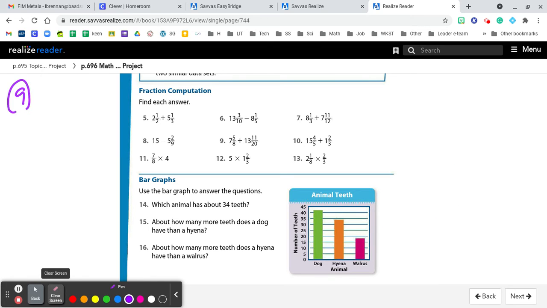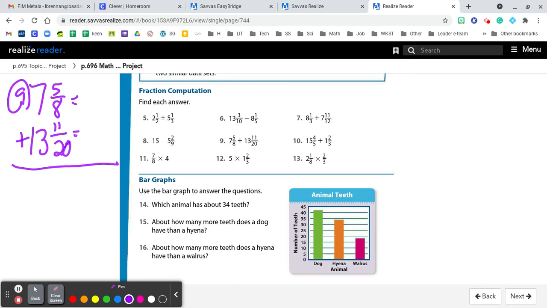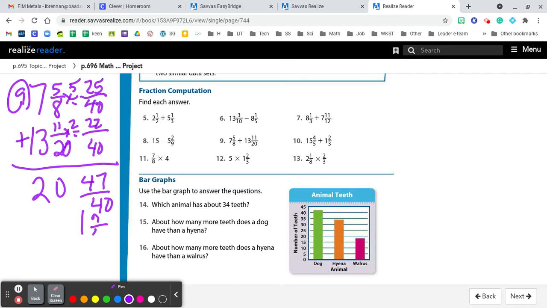Number 9, 7 5/8 plus 13 11/20. I'm going to count by 20s until I hit something that 8 will go into. So I'm going to rename this, add, get my whole numbers. Rename 47/40 is 1 7/40. Add that to 20. So I get 21 7/40.